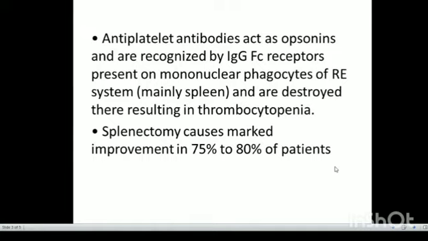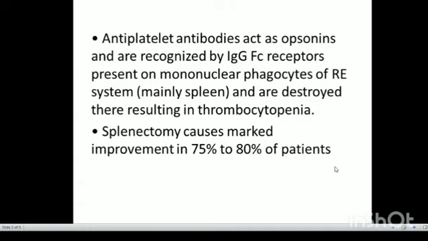Therefore, splenectomy, that is removal of the spleen, shows a marked improvement in about 70 to 80% of patients suffering from ITP. Although destruction of sensitized platelets is the major mechanism responsible for thrombocytopenia, the autoantibodies probably also affect production of platelets by the megakaryocytes and impair platelet function. That's why after removal of the spleen, the patient shows a marked improvement.